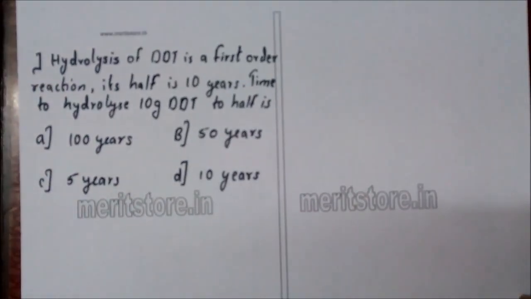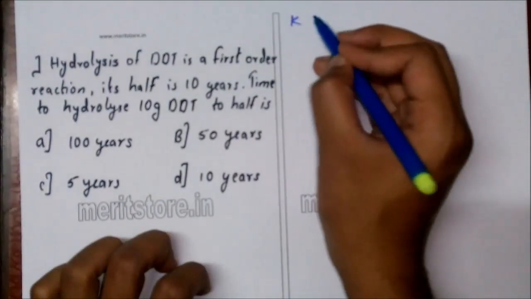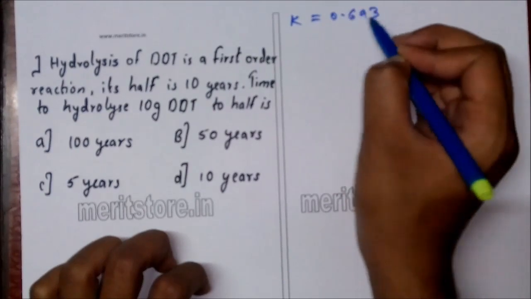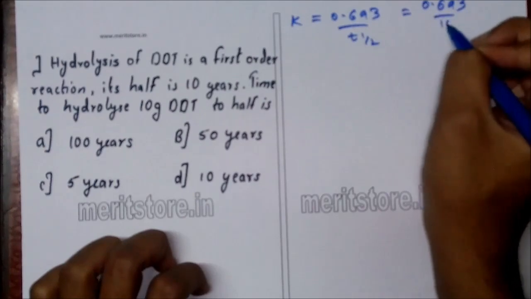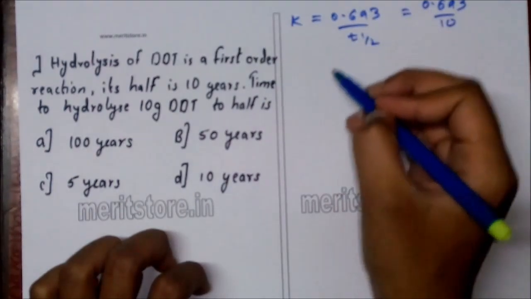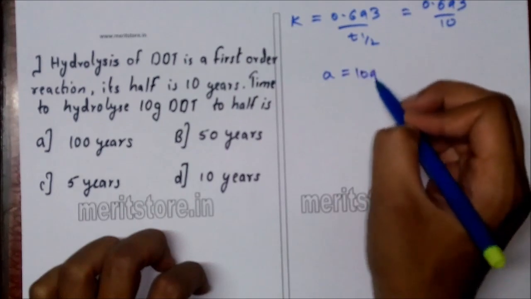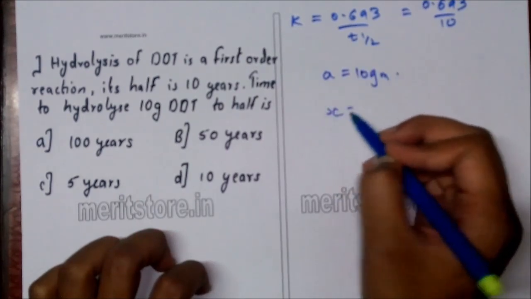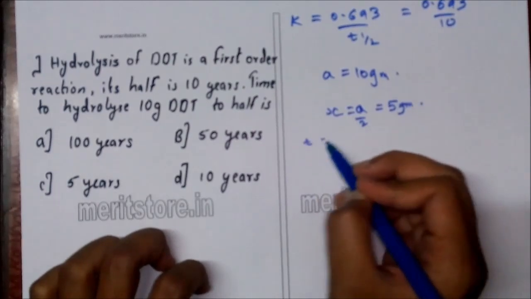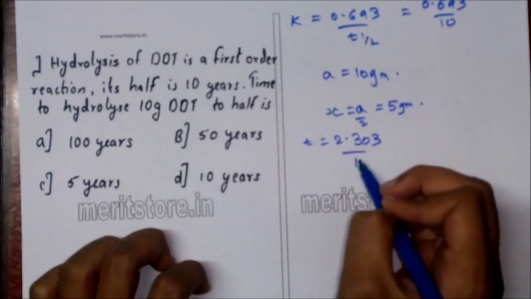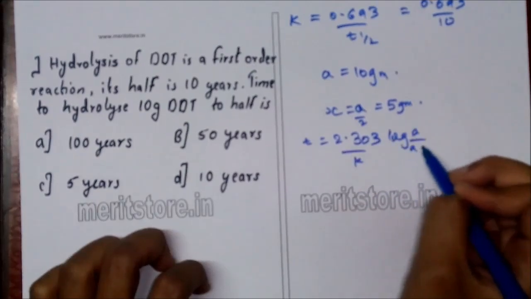So our next question is, hydrolysis of DDT is a first order reaction. Its half-life is 10 years. The time to hydrolyze 10 gram of DDT to half is. So we know that rate constant K is equal to 0.693 upon T half. We can write this as 0.693 upon 10. The initial concentration is 10 gram and the final concentration X is equal to A by 2, which is equal to 5 grams. Then T is equal to 2.303 upon K log of A upon A minus X.